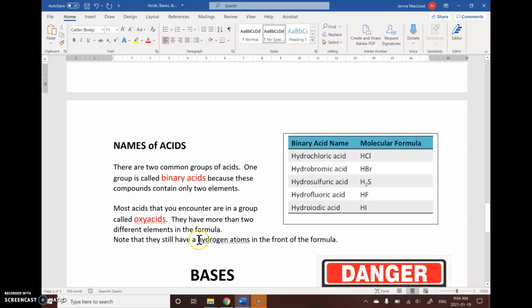Note that they still have the hydrogen atom in front of the formula, so that tells you that it is an acid. If you see an H in front of another element, that is considered an acid. The way they name it, they name the H as hydro, then you name the second element, put it together with -ic at the end, and then add acid. So that's how you name an acid.